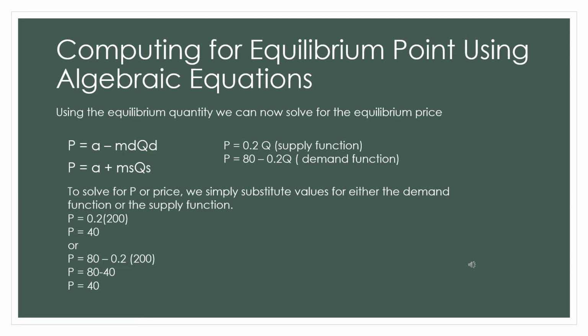And if we are going to use the demand function, we have 80 minus 0.2 times the 200 equilibrium quantity. So we have 80 minus 40. The price is also 40. So that's how we solve for the equilibrium price.